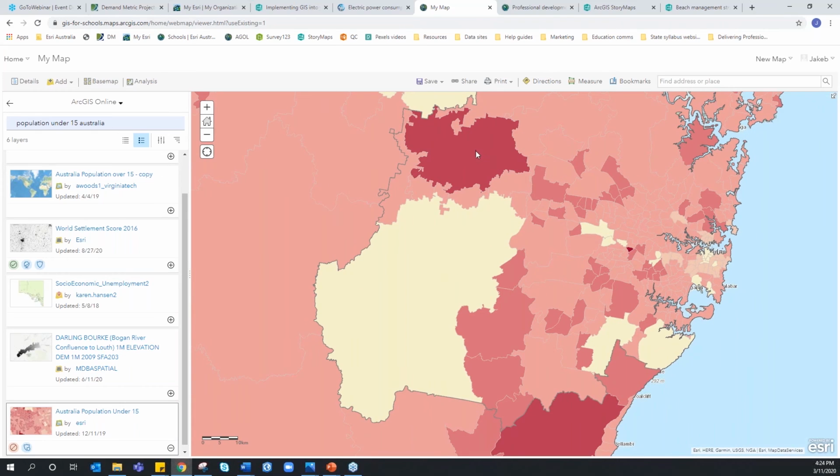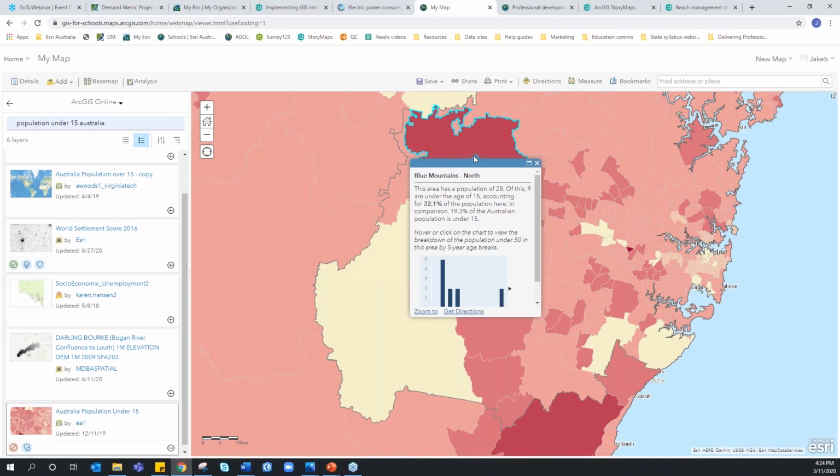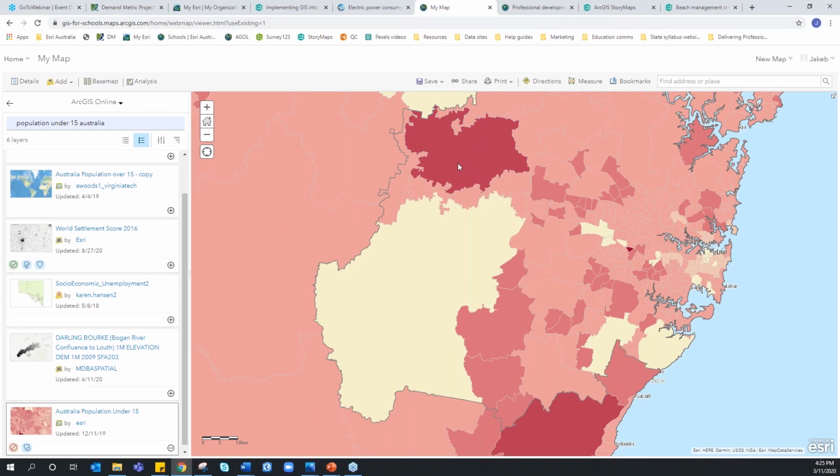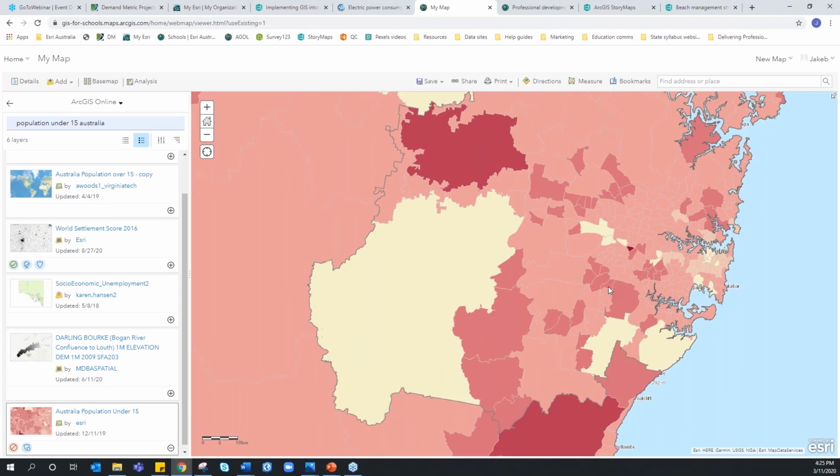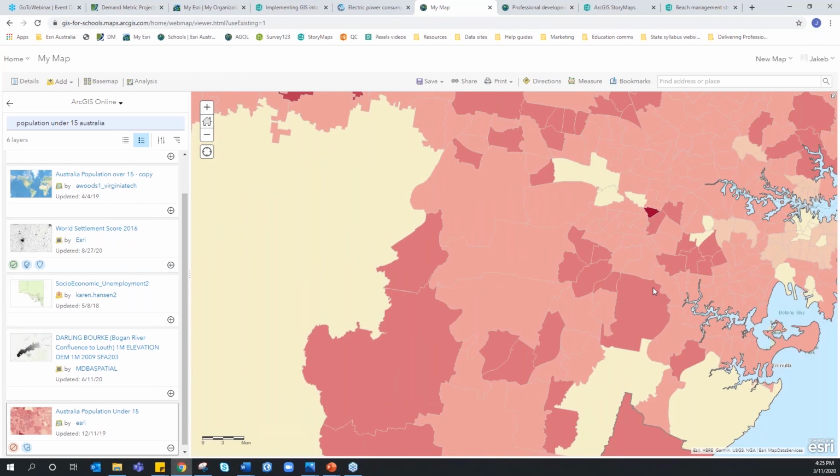If I'm looking for population under 15, I can click on this and for some reason, the Blue Mountains. This area, well, again, I guess a very small sample size in this case. Sample size of 28. Of this, 9 are under the age of 15. So this might not be the best sample, as it's quite a small sample size, but you get the picture. As I scroll in and scroll out, the scale of the data also changes, which is particularly useful.